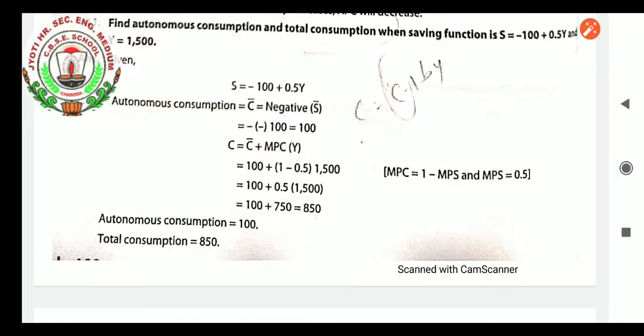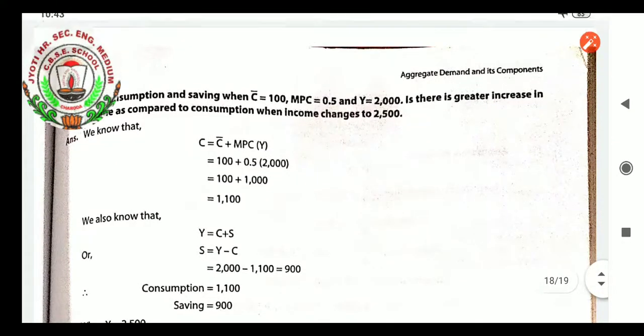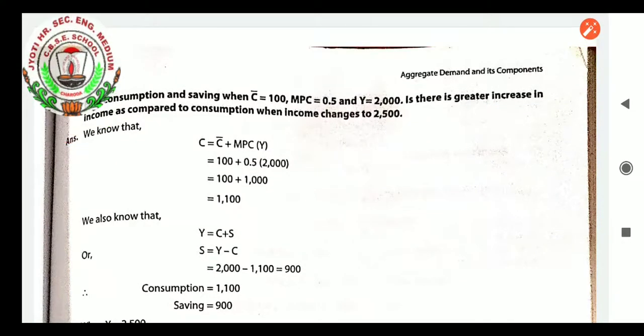Okay, aggregate demand and its components. Next, the components of aggregate demand are the propensity to save and propensity to consume. We have already learned that. Next we will proceed with one more question. Find consumption and saving when C bar equals 100, MPC equals 0.5 and Y equals 2000. Is there a greater increase in income as compared to consumption when income changes to rupees 2500?